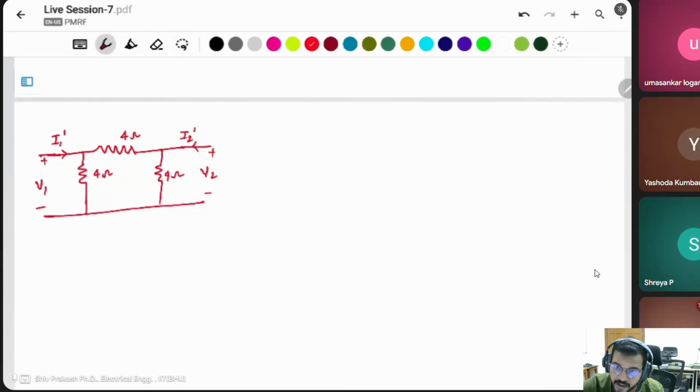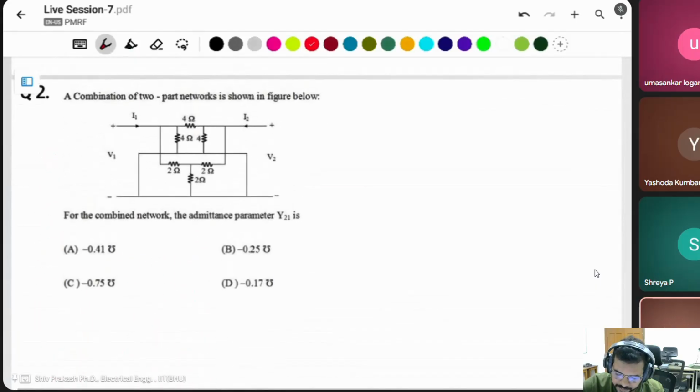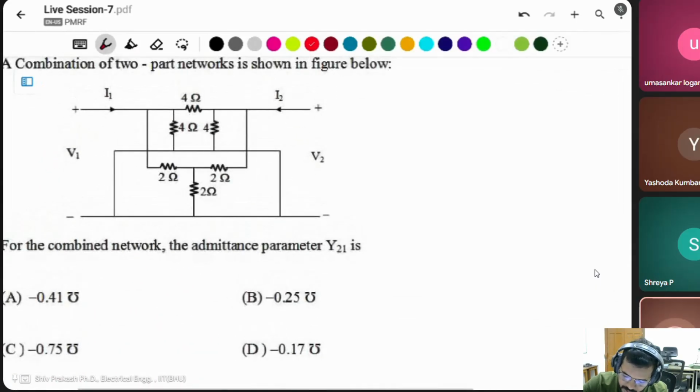Sir, I didn't understand that concept. Can you show the top one, sir? Like we are doing superposition here, sir, by considering I1 dash, I2 dash, I1 double dash, like that we are thinking. Sir, superposition for sources we can do, but like this for resistance also we do, sir?